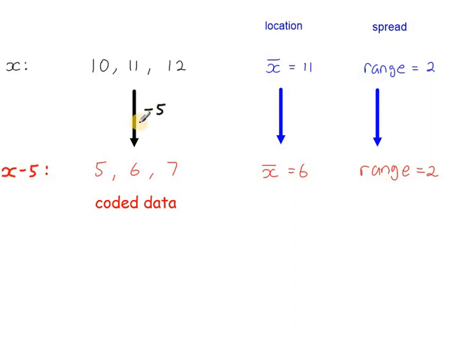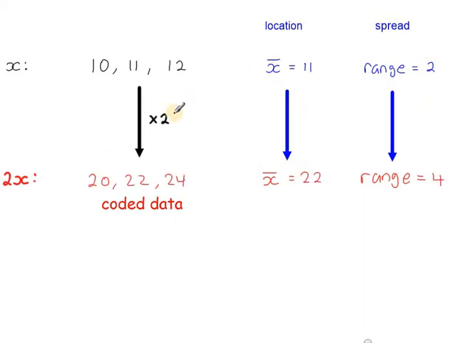In this example I'm subtracting 5 from all of my original data to get these coded values. I've got the original data's mean and range, coded data's mean and range, and this time we can see the effect for the mean is to subtract 5, and for the range again there's no change. The effect of subtracting a fixed amount to all of your original data has the same effect on location, but on spread it has no effect.